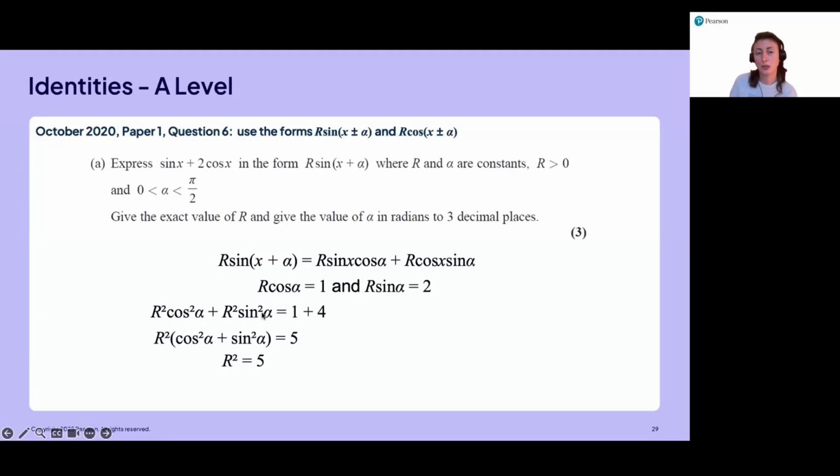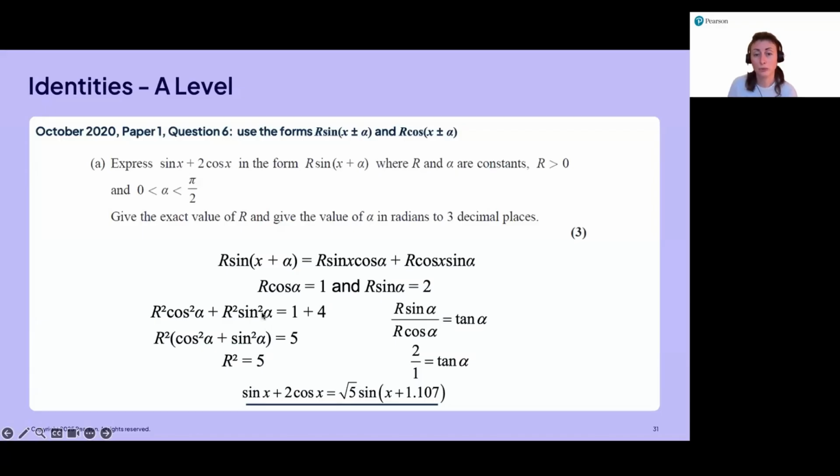Once you've compared coefficients, you square, add, and square root both sides to find R. And then you divide. Again, another sticky point is remembering to divide the right way around. A common mistake is students will divide the wrong way around. We want to divide the sine over the cos so that we can use our tan identity. Please always encourage your students to write out the final answer. It's not always worth a mark, but here it does say express in the form, so I would definitely want them to write it out.